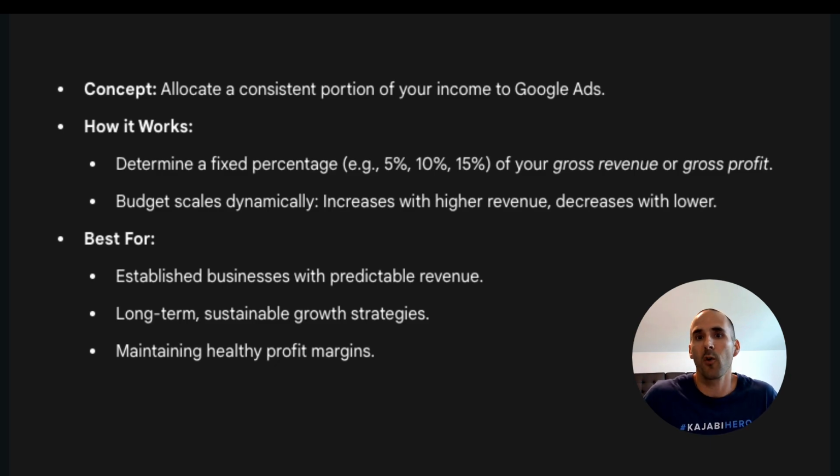I mean, let's say your business revenue is just going up naturally and you have a really bad Google Ads account. Well, instead of making informed decisions, there might be a period where you increase your spend just because your business is doing well and it had nothing to do with your advertising efforts. So this method is better for businesses that have predictable revenue and they're looking for some type of long-term sustainable growth strategy and they want to maintain healthy profit margins.